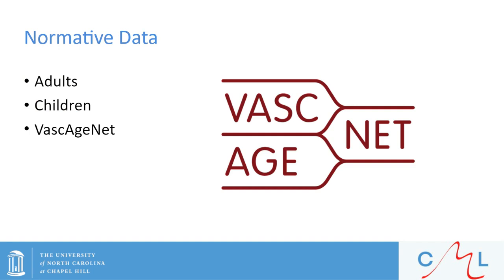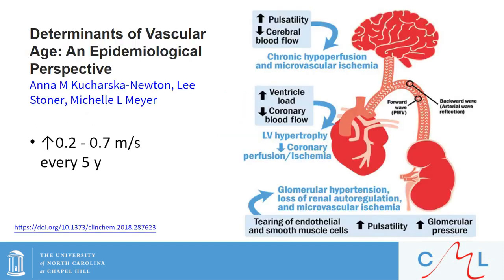So we have a full array of normative data. Recently, my colleagues and I conducted a review of longitudinal studies which had incorporated carotid to femoral pulse wave velocity. One of the reasons we did this is so that we could determine what the expected rate of change is with age. We found that every 5 years, carotid to femoral pulse wave velocity increases by between 0.2 to 0.7 meters a second.